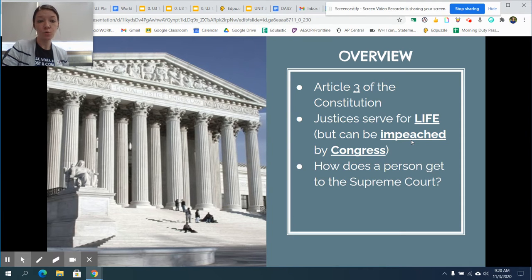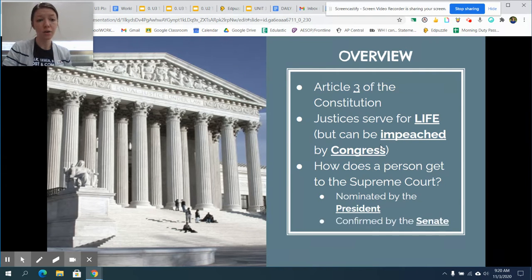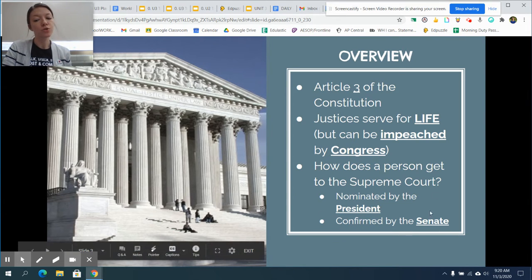Now, as a review, we've kind of talked about this already, but how does a person get to be on the Supreme Court? They first have to be nominated by the president, but then Congress can check that nomination by either confirming or denying that appointment. So there is really all three branches involved here when it comes to getting onto the Supreme Court.